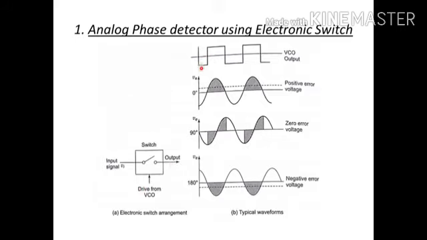Let us assume that this square wave is the VCO output. VCO output will always be a square wave. This is a VCO output with a particular frequency, and I'm assuming that my input signal is also some signal which matches the frequency of this VCO output. However, we are going to take three cases: in the first case, the phase difference between both signals is 0; in the second, the phase difference is 90 degrees; and in the third, the phase difference is 180 degrees.